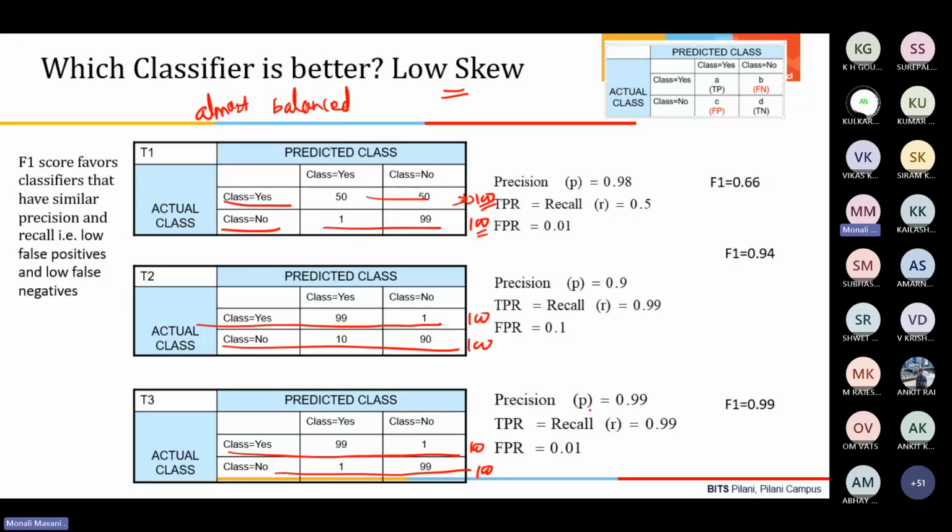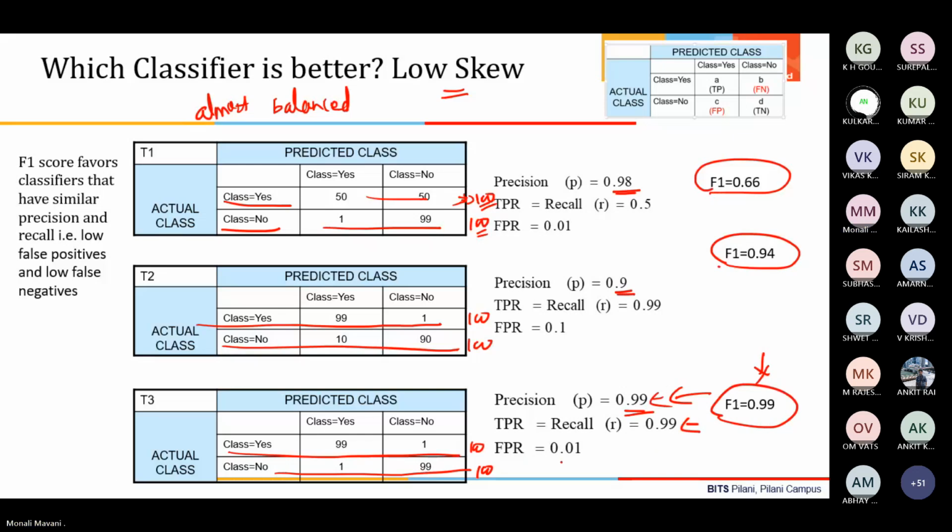Then we calculate all of these measures, and when we compare, you will look at the other measures. See, precision is 0.98, precision is 0.9, hardly any difference. Precision is 0.99, hardly any difference. So the F1 measure will give us a correct indication. You can pick the model with the highest F1 measure, which is 0.99. It has high precision and high recall, so that's a good model.